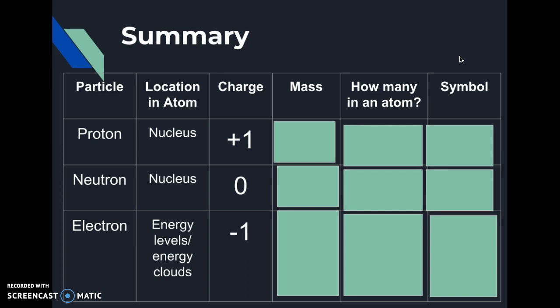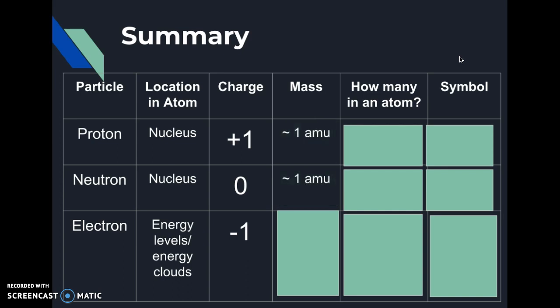The mass of the proton and the neutron are about 1 AMU, or atomic mass unit, whereas electrons have virtually no mass, which is probably why they can move so darn fast, near the speed of light actually, around their nuclei.